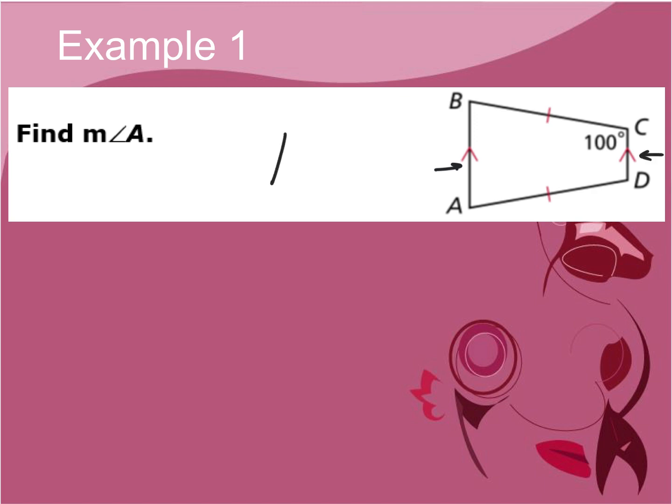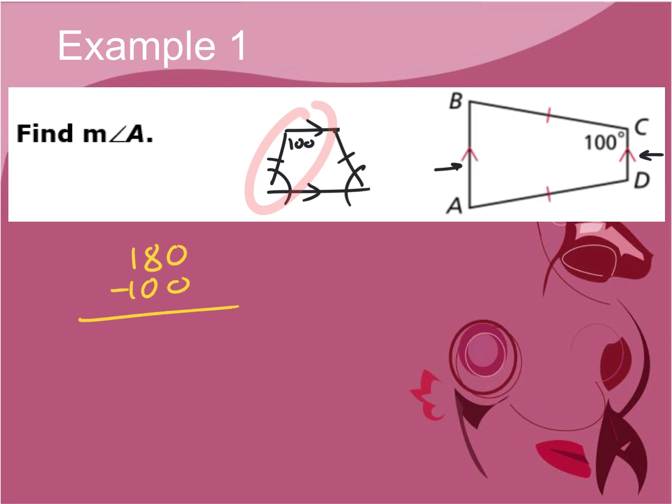Now I'm just going to redraw it vertically. And when I do that, we know because this is an isosceles trapezoid, these 2 are going to be congruent. But we also know because this is a parallelogram, they have to add up to 180 because those are supplementary angles. So the way we find angle A is by doing 180 minus 100, and we get 80. So the measure of angle A is 80 degrees.